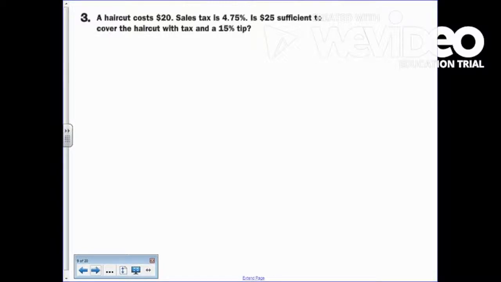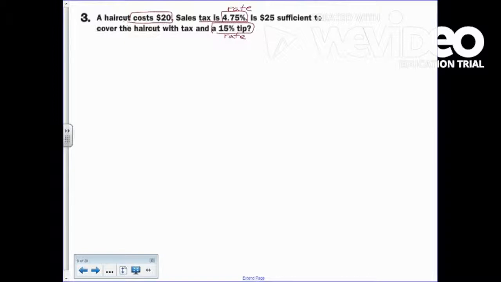Okay, so the cost is $20. Sales tax is 4.75%. Remember, that is a rate. That is not the actual sales tax. It's not money. 15% is going to be our tip. That's also a rate. We've got 2 rates.